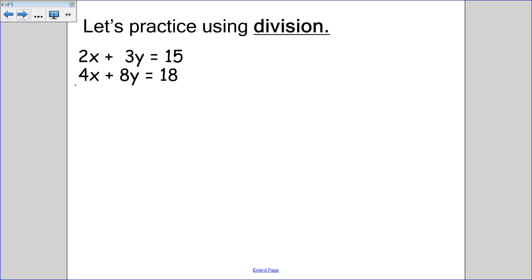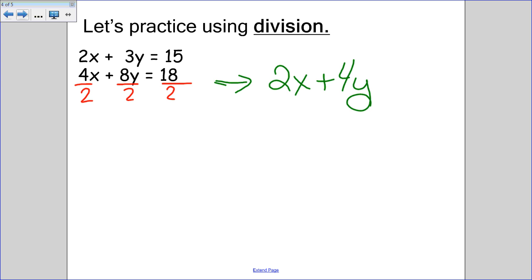So I'm going to divide this entire second equation by 2. All parts of my equation are going to be divided by 2. When I do that, what do I get? What is 4x divided by 2? I'm going to have 2x. What's 8y divided by 2? Get a positive 4y. And 18 divided by 2 will equal 9. And our first equation hasn't changed, so we still have up here 2x plus 3y equals 15.